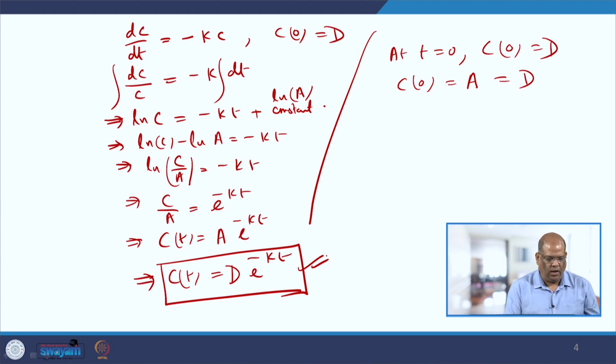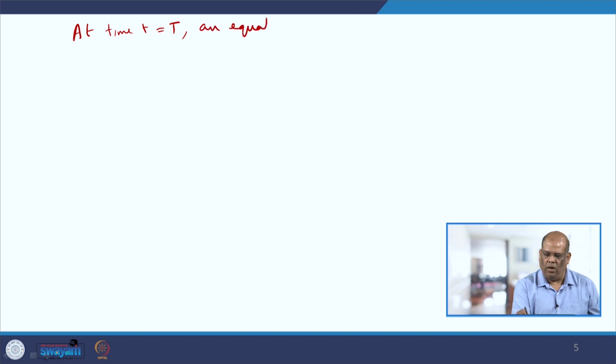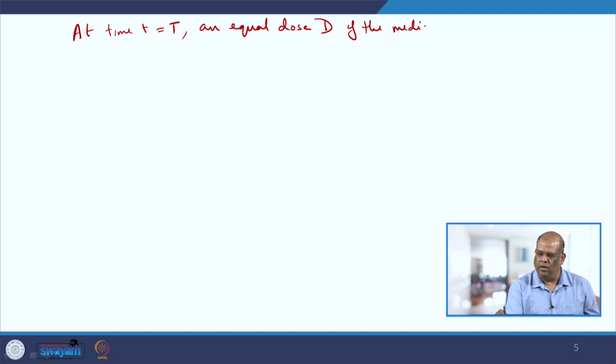Now, let us see that sometimes it is required to give some doses of the drug. So, let us assume that at time t equal to capital T, an equal dose, say the same dose D of the drug or medicine, is added.